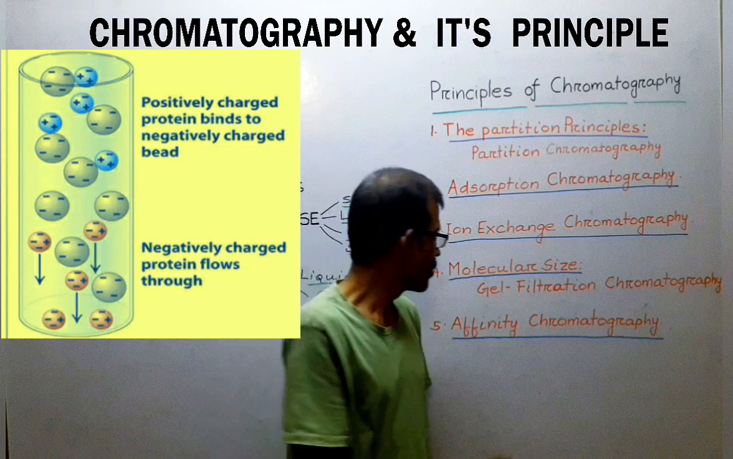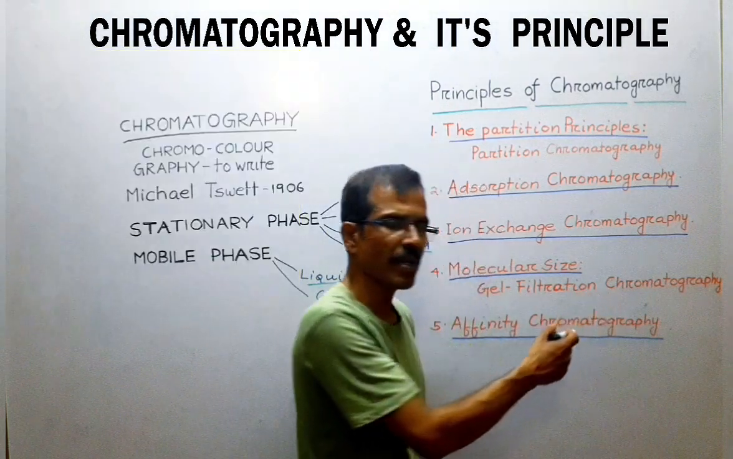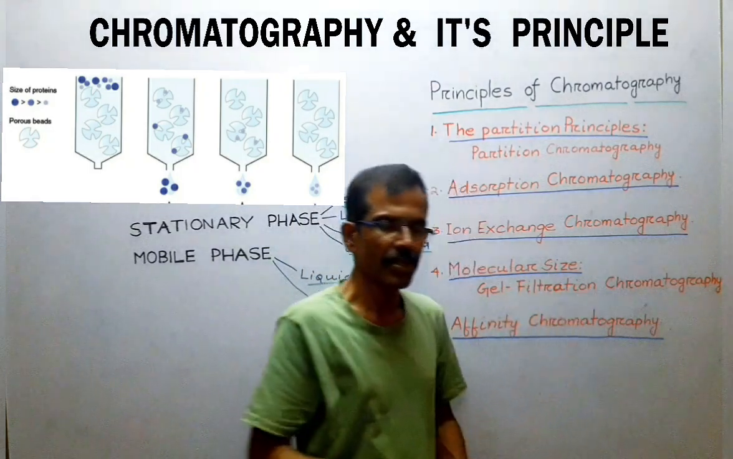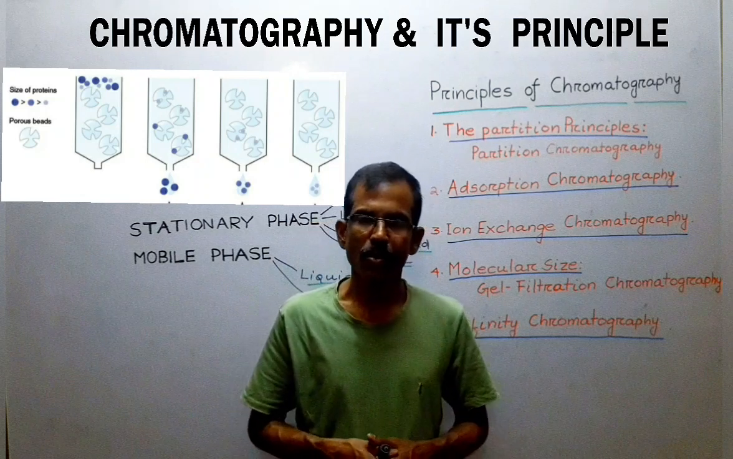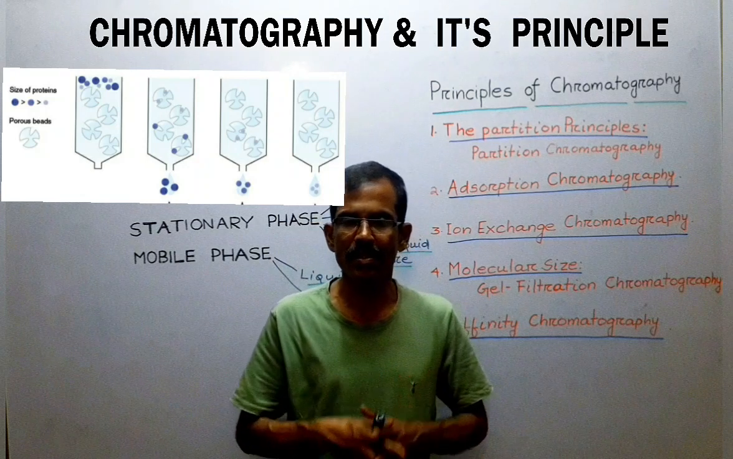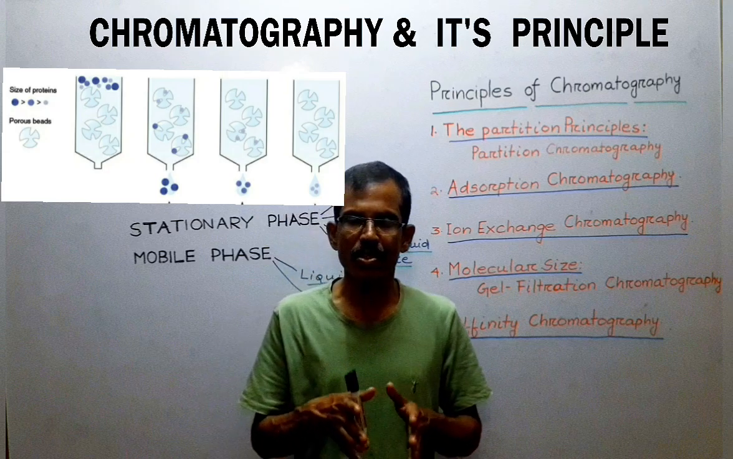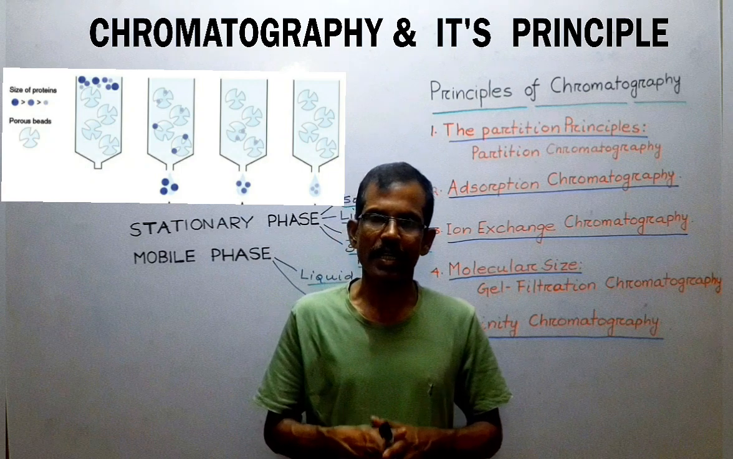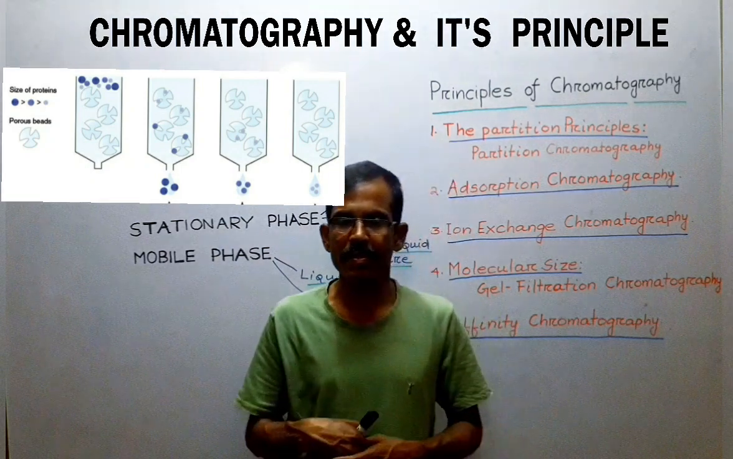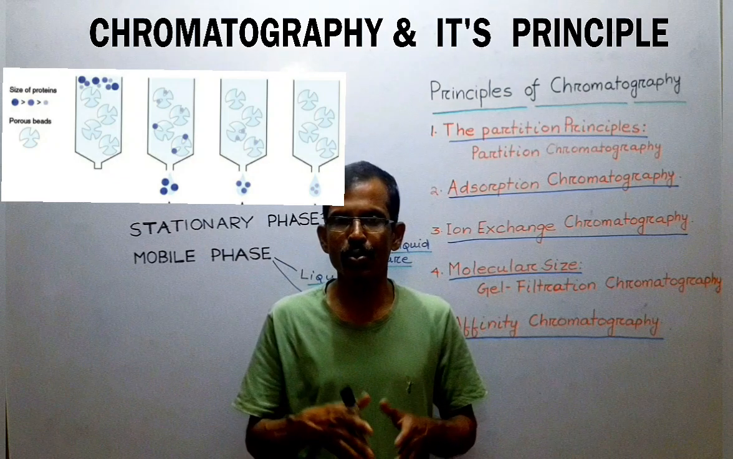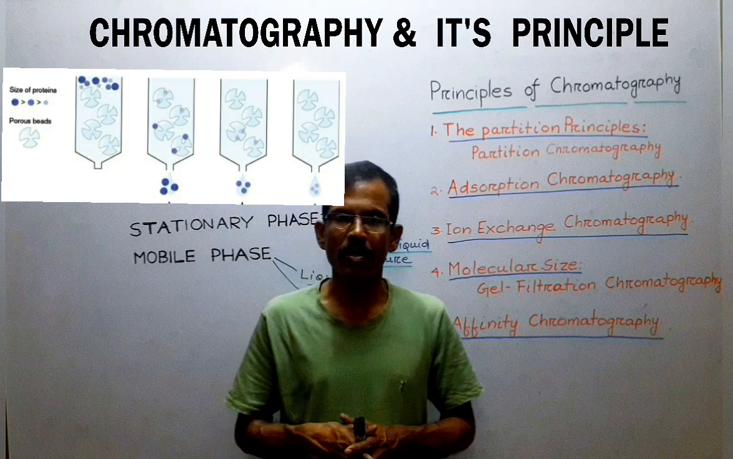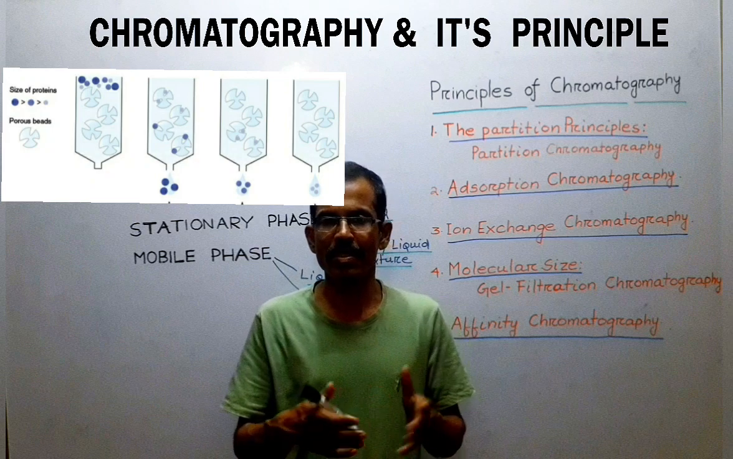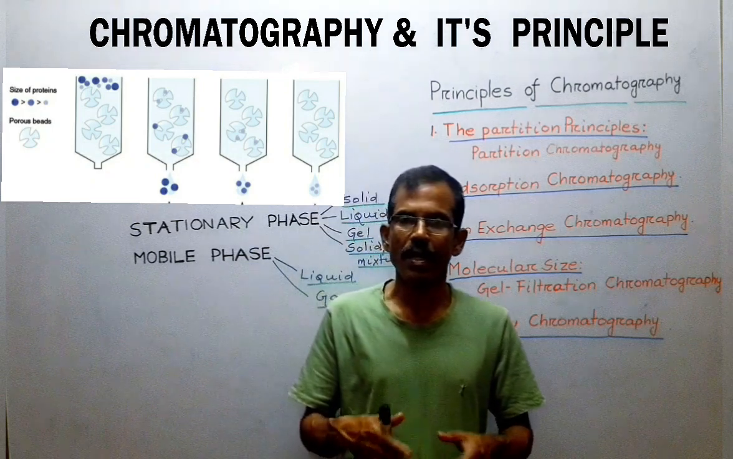The next one is gel filtration chromatography, which is based on molecular size. In this technique, the support medium is a gel which consists of porous beads and the pore size is strictly controlled. So the molecules which are smaller get entrapped in the pores. As a result, they are retarded, so they move slowly. But the macromolecules which are larger than the pores move unrestricted through the system. As a result, they are eluted out fast.